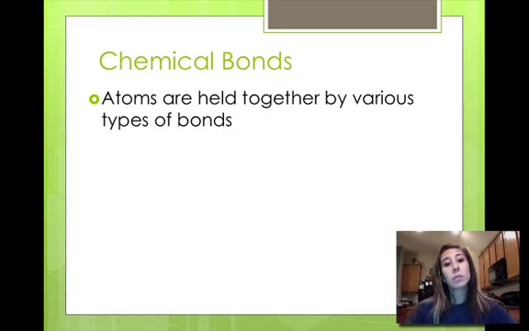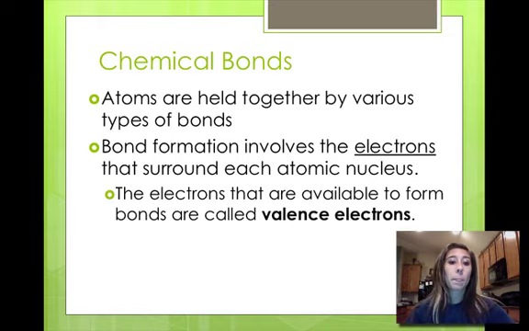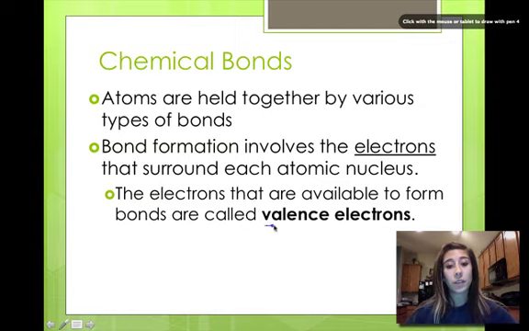All right, atoms are held together by various types of bonds, and we'll talk about those bonds in a moment. Bond formation is going to involve electrons that surround the nucleus of each atom. Remember that electrons have a negative charge and they are not fixed to a position, but they are floating around in the electron cloud. That allows for the bonding to occur quite easily between different elements. We call the electrons that are able to form bonds valence electrons. It's a fancy name that tells us that these are electrons that are available for bonding.